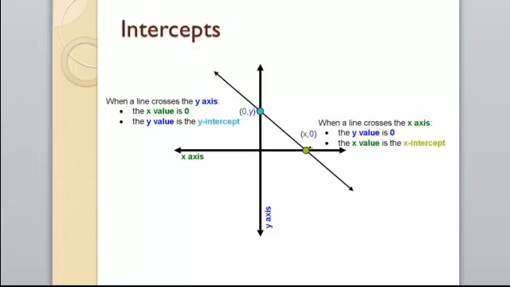Therefore, if you are looking for the point where the line crosses the x-axis, you will always let the y equal 0. The opposite is true for your y-intercept. Your y-intercept is where the line crosses the y-axis. So every point on this line has its own y value, but every x-coordinate on this line is 0. So if you are ever looking for a y-intercept, you always let x equal 0.